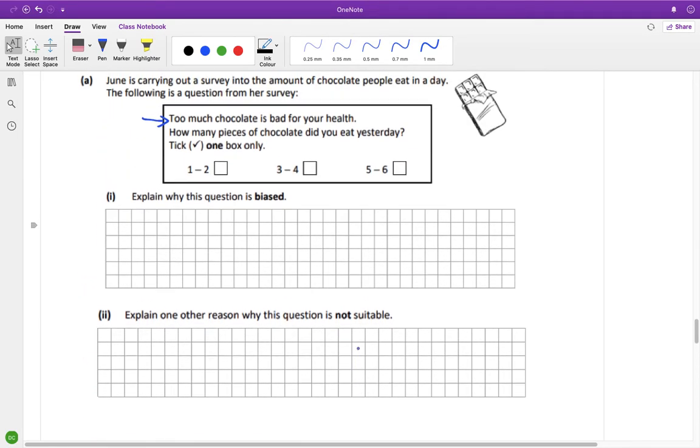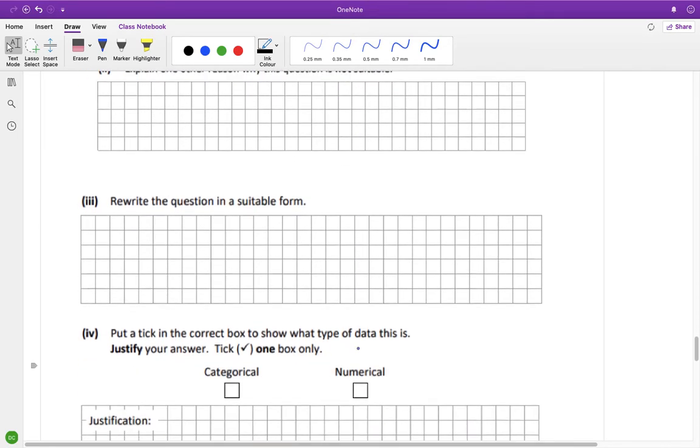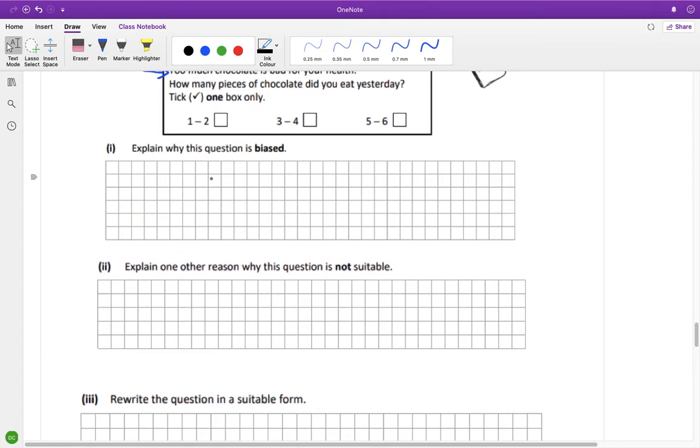Rewrite the question in a suitable form. So how would you rewrite it? I mean, you could go into grams, like how many grams of chocolate did you eat yesterday? So there's a specific measurement, something like that. And you would obviously definitely include a 0 and a more than.